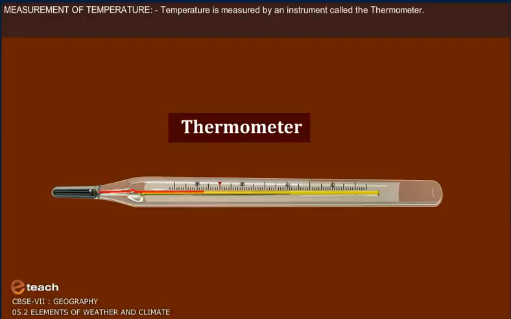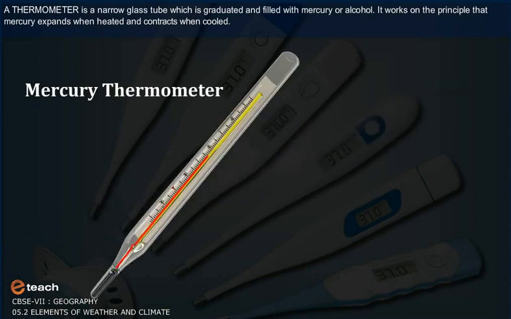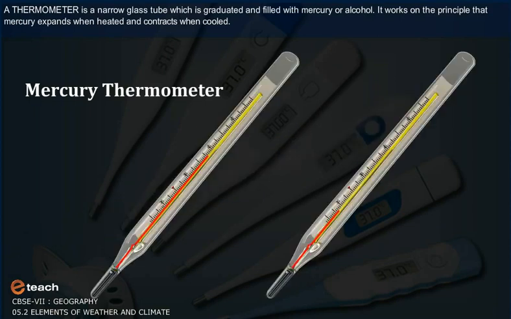Measurement of temperature. Temperature is measured by an instrument called the thermometer. A thermometer is a narrow glass tube which is graduated and filled with mercury or alcohol. It works on the principle that mercury expands when heated and contracts when cooled.